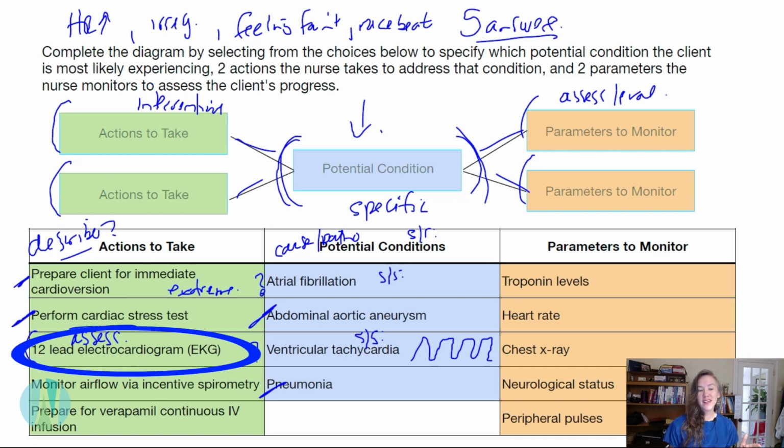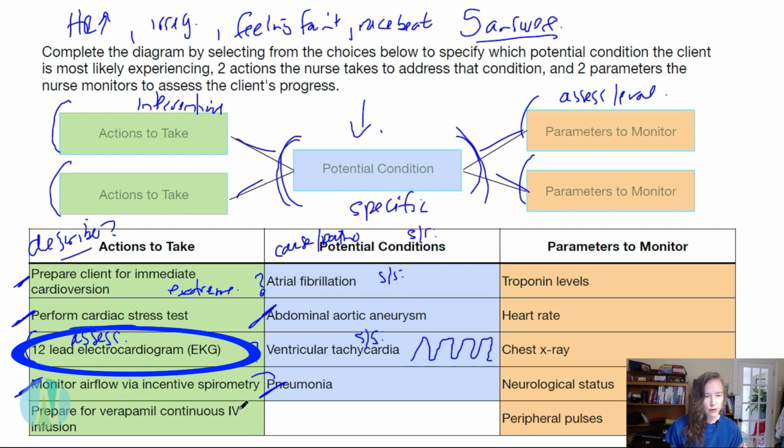Monitor airflow via incentive spirometry. So describe that to me. That's when they use that incentive spirometer and it helps open up the lungs and we can see how good a breaths that they're getting. You know what? That answer sounds like something that would go with pneumonia. They give you these distractor answers that are really good answers, but they're true for some other medical problem. And we don't have a pneumonia problem, so I'm going to get rid of that one.